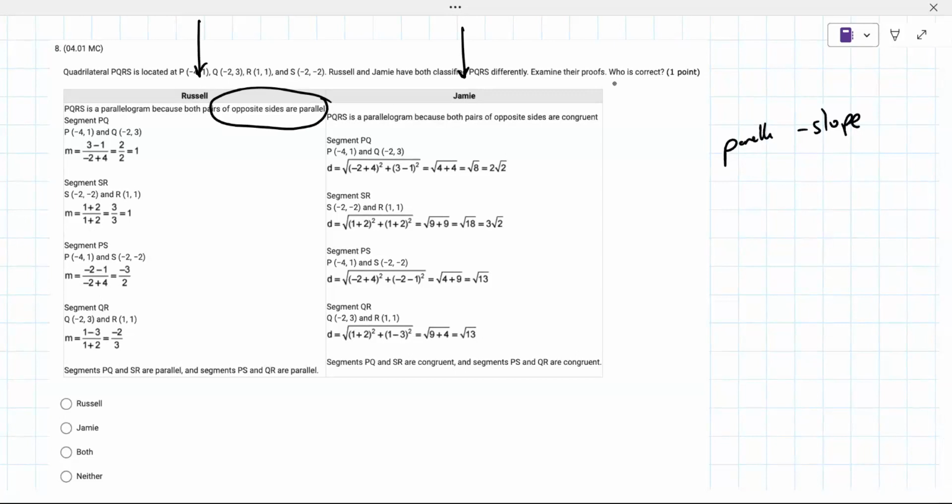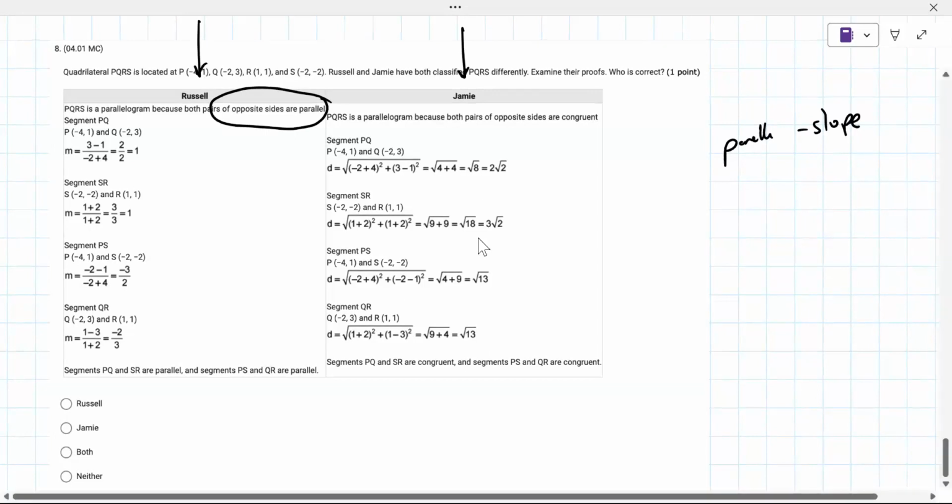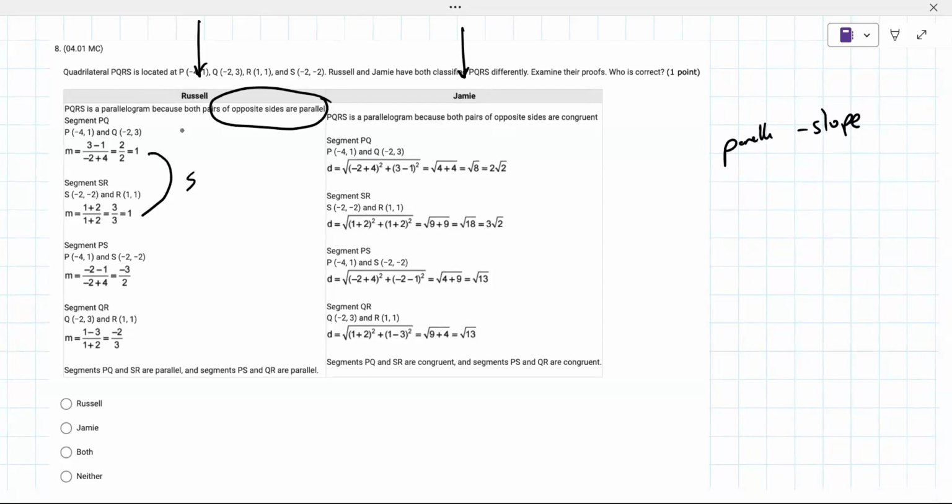The proofs. Russell's they said... So Russell calculates the slope. So the possibilities are that either Russell is correct or they're both wrong. Now, Russell's looking pretty good. Do you see how the slopes are the same? Yeah. What about these slopes? Are they the same?